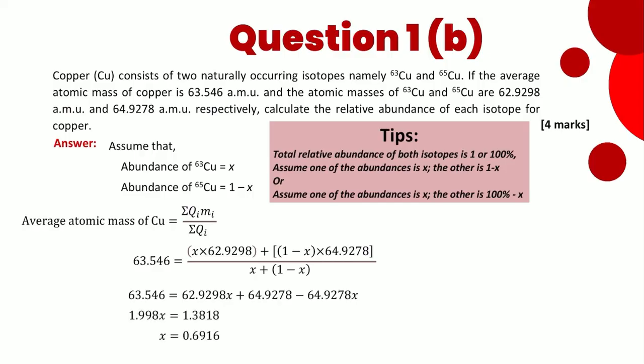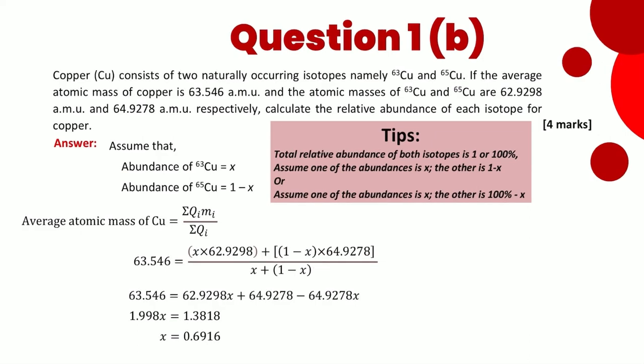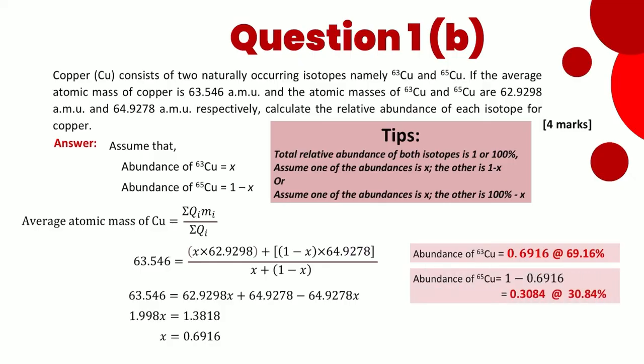After that, we are going to do the conclusion. Continuing from this value of X, I'm going to put this final statement as my conclusion. So the abundance of copper 63 is the value of X itself. You can also convert it to percent. And the abundance for copper 65 is 1 minus the value of X. So you have the final answer.